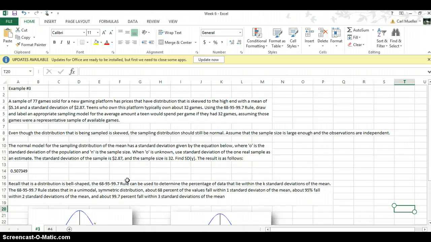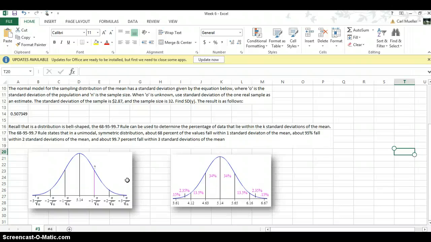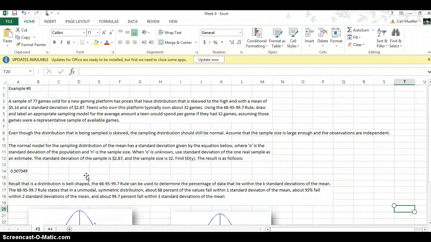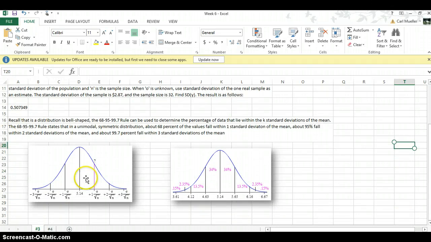If we scroll down a little bit, you can see our equation value, 0.57, and our values -3, -2, -1. This value, 5.14, is calculated using this. The mean of the distribution is here, split right down the middle. We want to see the distribution of other games within 1, 2, or 3 standard deviations.